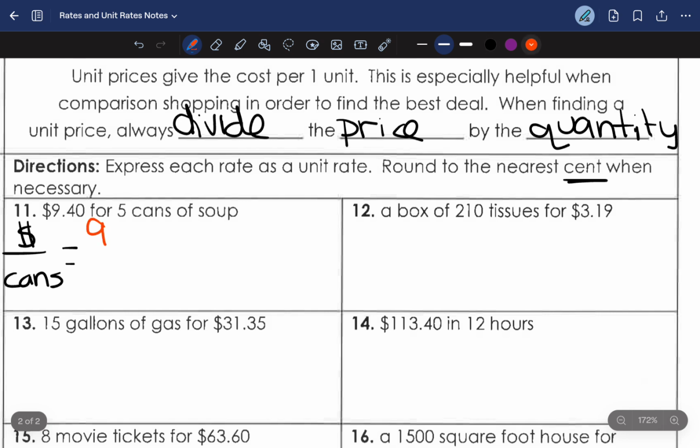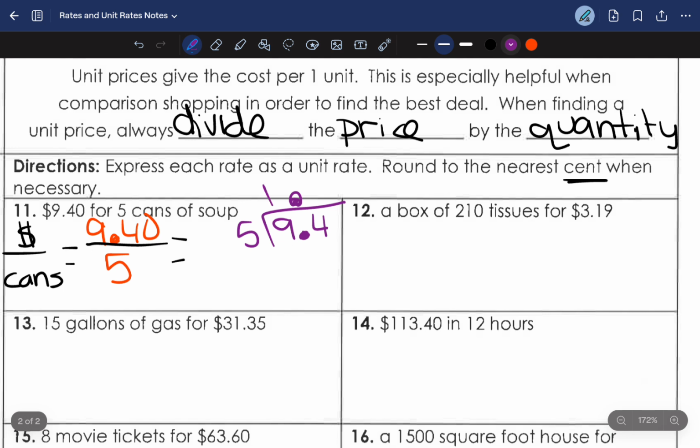Okay, equals. Now I'm going to put that price as our numerator. So I'm going to put 9.40 over 5. So in order to figure out that unit rate, I would just simply have to divide. I'm going to take away that 0 for now. So I'm going to put 9.4 in the house divided by 5. So I'm going to take that decimal, put it up in my quotient.